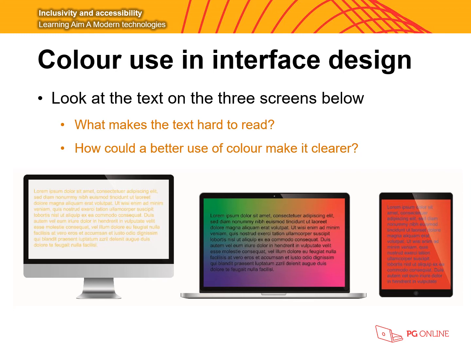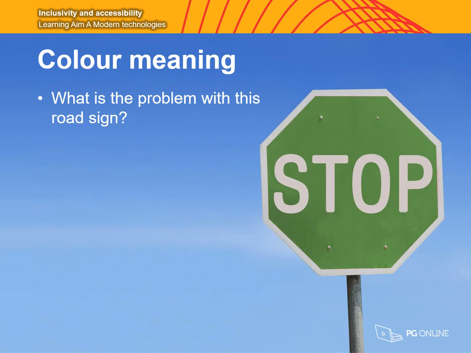If you take a look at the three screens below, what makes the text hard to read, and how could a better use of colour make it clearer to read the screens? Now, you may have found it hard to read the screens due to the colour used on the different devices. This is because colour has a meaning even if we don't recognise this.